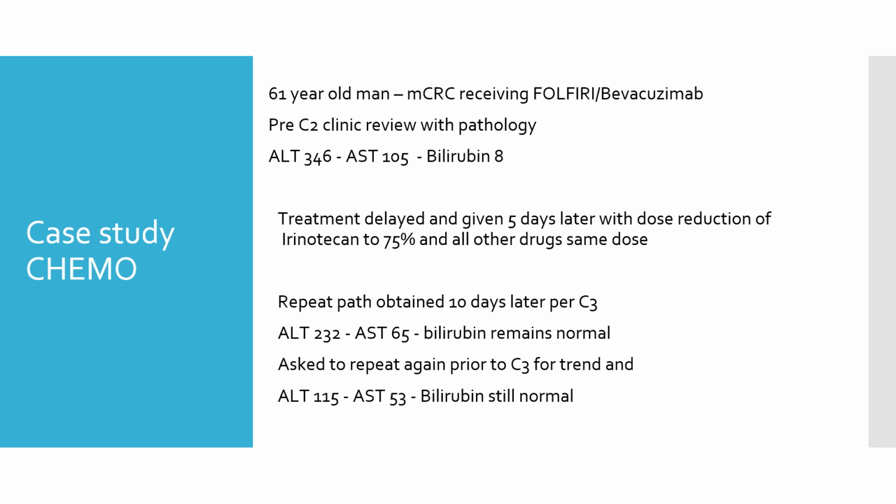And his ALT had come down, his AST came down, and his bilirubin remained normal. We didn't do an interim again, we just asked him to do it before cycle 3, and it showed that the ALT and the AST were both coming back down and returning to baseline, so just indicating to us that irinotecan, again, as we know, can cause LFT dysfunction, and that dose reduction has obviously helped.